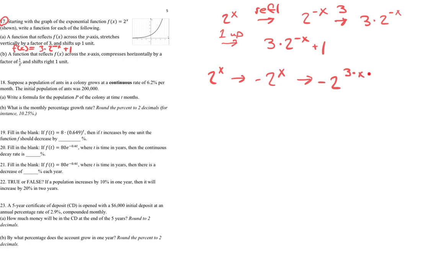So again, we're looking horizontally, which means we'll be adjusting things that relate to this x, outside or inside. So from here, if we shift it right, we have to do +1, and we include this with our 3 here. So it's going to be x minus 1, just like that. So our second function here is going to be -2 to the 3x minus 1, just like that.